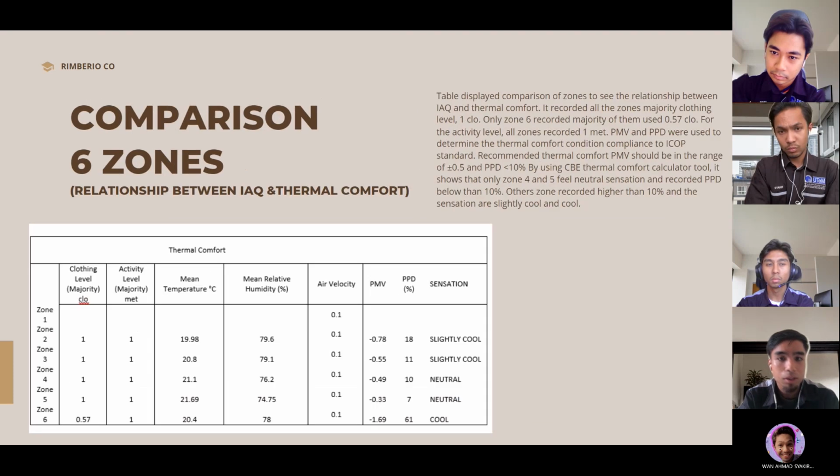Okay, next, for the relationship between IAQ and thermal comfort. The table displays the comparison of zones to see the relationship between the IAQ and thermal comfort. Only zone 6 records a majority of them using 0.5 CLO. For the activity level, all zones record 1 MET. So by using the CBE thermal comfort calculator tool, it shows that only zone 4 and 5 feel a neutral sensation and record PPD below 10%. Other zones record higher than 10% and the sensation is slightly cool and cool.